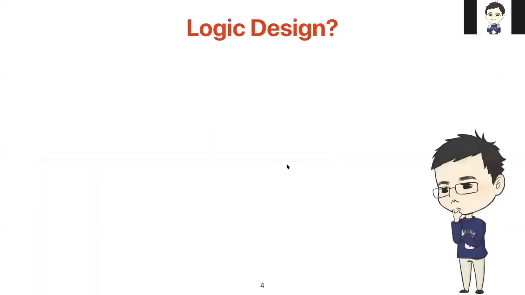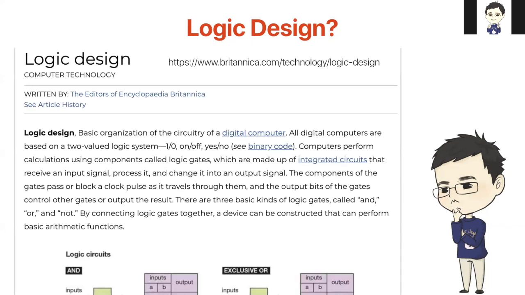Logic design. So what is logic design? The basic idea of logic design, if you go to the Britannica, which is a very famous encyclopedia, this is the definition. It basically tells you the basic organization of the circuitry of a digital computer. All digital computers are based on a two-value logic system, either one or zero, on or off, yes or no. And computers perform calculations using components called logic gates, which are made up of integrated circuits that receive an input signal, process it, and change it into an output signal.